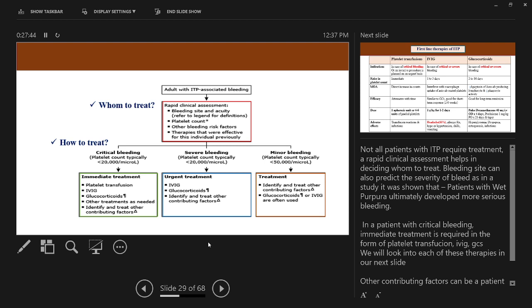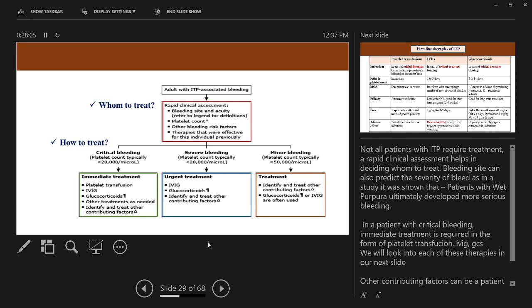So when an adult patient presents with ITP, whom to treat is a very important question to address. Rapid clinical assessment has to be made to answer this question. The bleeding site is one of the most important things to note, because not only does it help in characterization of the bleeding, whether it is a platelet type of bleeding or a clotting factor defect type of bleeding, but it also helps in prediction of severity of bleeding.